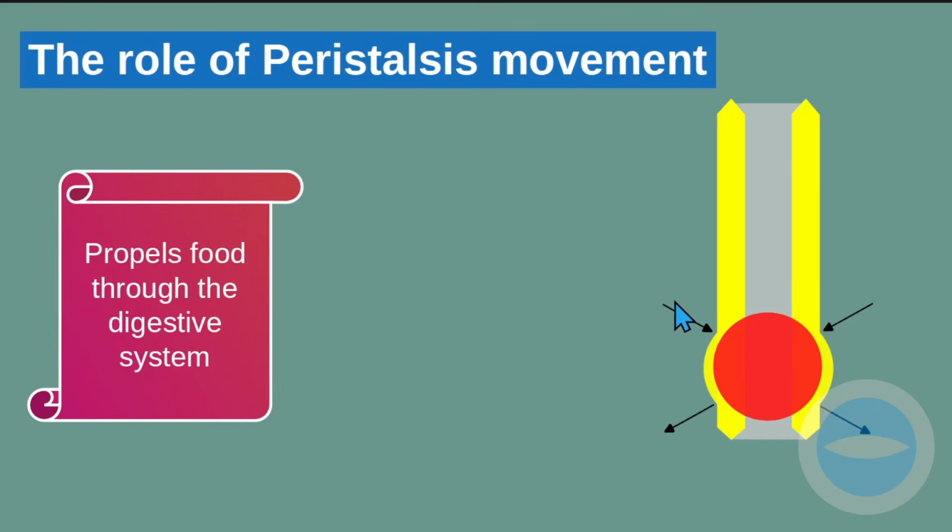Peristalsis is pushing food through the digestive system. This means even if we are upside down, if we swallow food, it will still reach the stomach. It won't come back. Gravity has got nothing to do with pushing food forward. The food is pushed by the muscles. So the function of peristalsis is to push food.